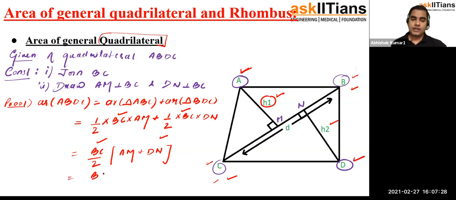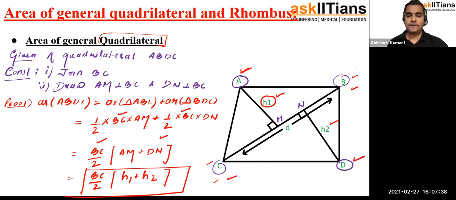So you are going to get BC by 2, okay? And this will be H1 plus H2. Clear? So that is the area of the quadrilateral which is under consideration here. I hope it's very clear to all of you. So what is the crux of this topic?